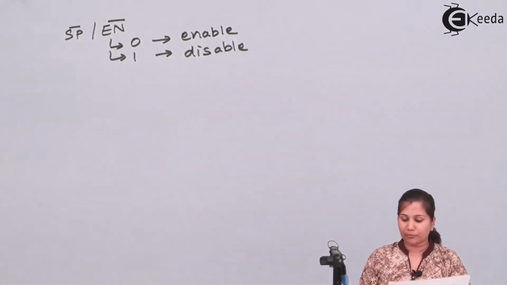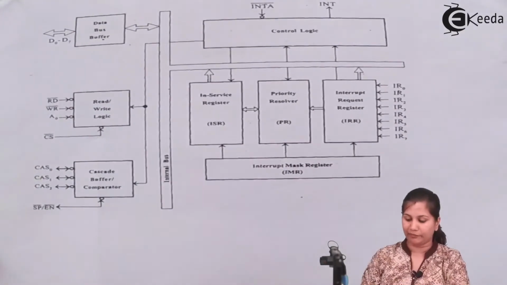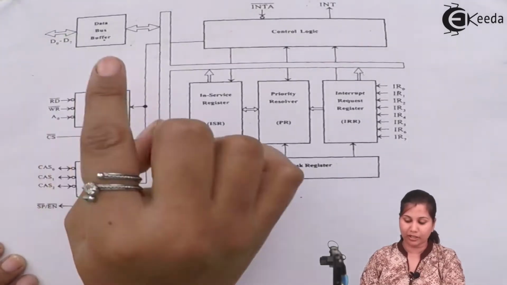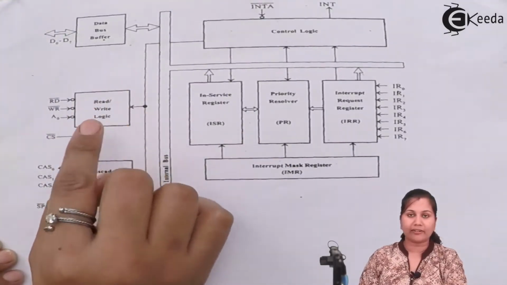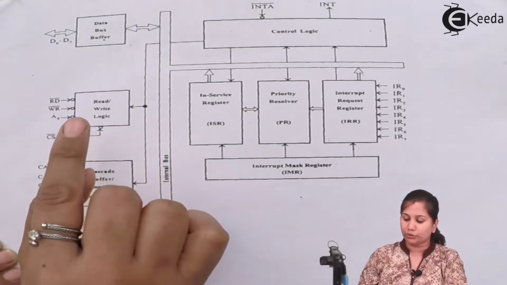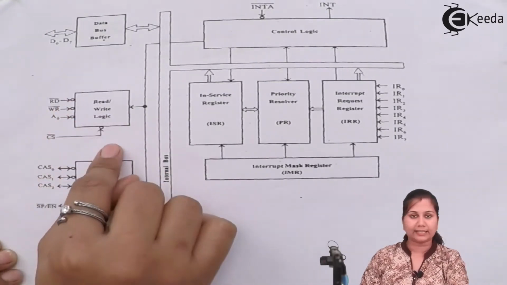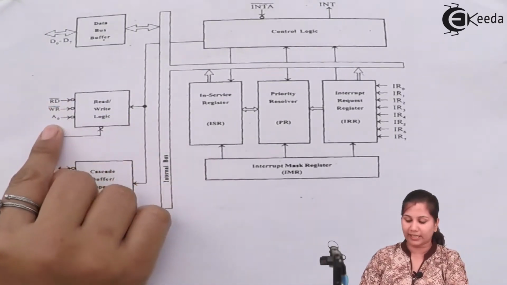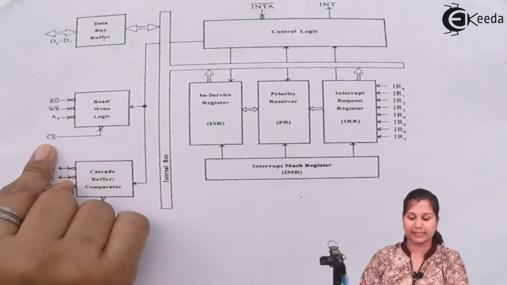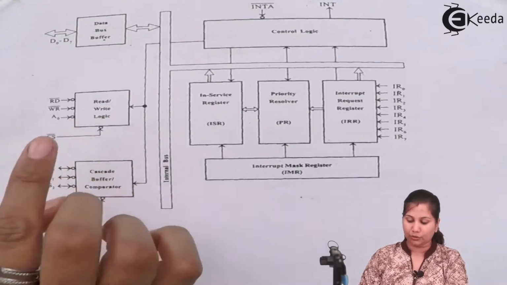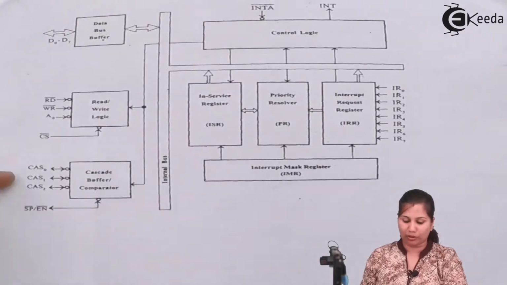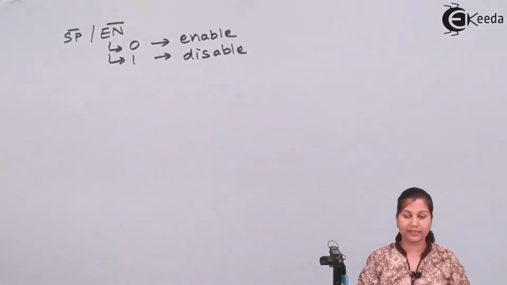It can work as SP, which means slave program, and as an enable pin also. Now the next block in this block diagram, we have studied the data bus buffer. Now next comes the read and write control logic. To this block, 4 signals are connected: read, write, A naught, and chip select. So let us study the function of this block.